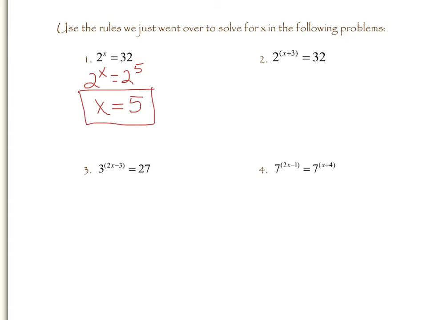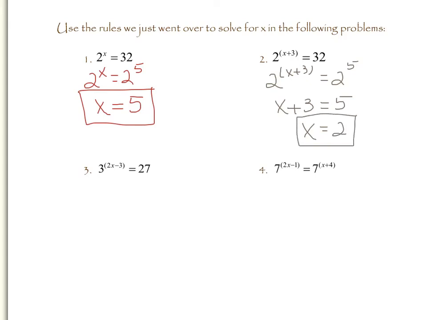Now let's look at example 2. We're going to apply the same rules. It's just that this exponent now is a binomial, but you'll see the same rules apply and it'll work. Again, 32 can be written as 2 to the 5th power, so I'm going to rewrite this as 2 to the x plus 3 power is equal to 2 to the 5th power. And because my bases are equal, I can now set my exponents equal to each other and solve for x. So I have x plus 3 equals 5, and if I subtract 3 from both sides, I get x equals 2.